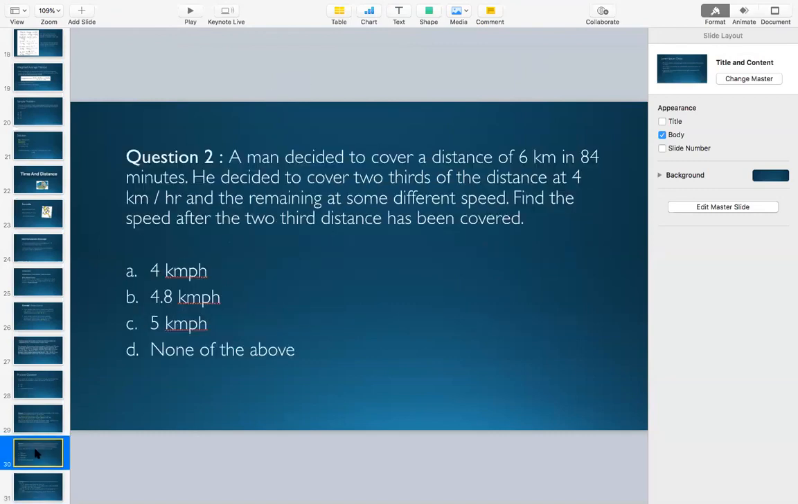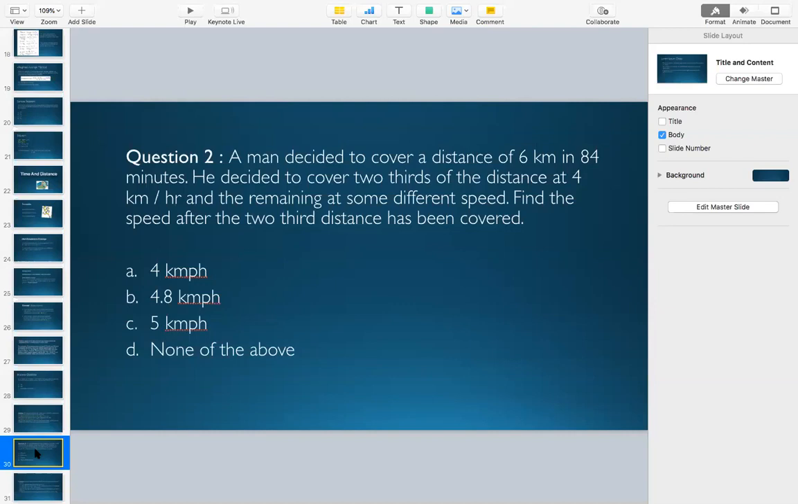Please read the question once again. A man decided to cover a distance of 6 kilometers in 84 minutes. So this was his total plan, where he decided to cover two-third of 6 kilometers, which is 4 kilometers, at 4 kilometers per hour. So to cover these 4 kilometers, he has taken 60 minutes. Out of his total plan, now he is left with 2 kilometers and he is left with 24 minutes.